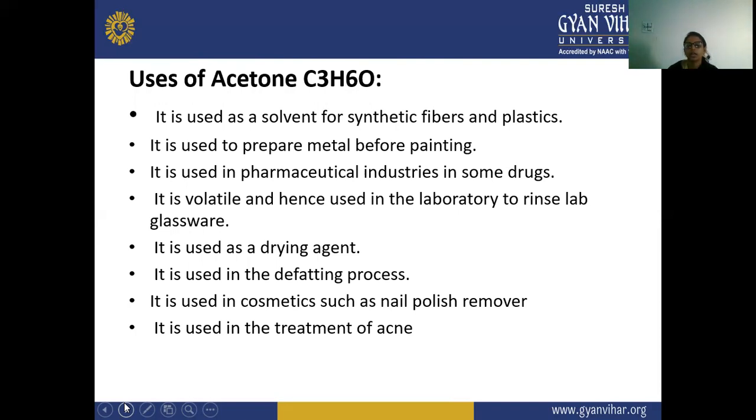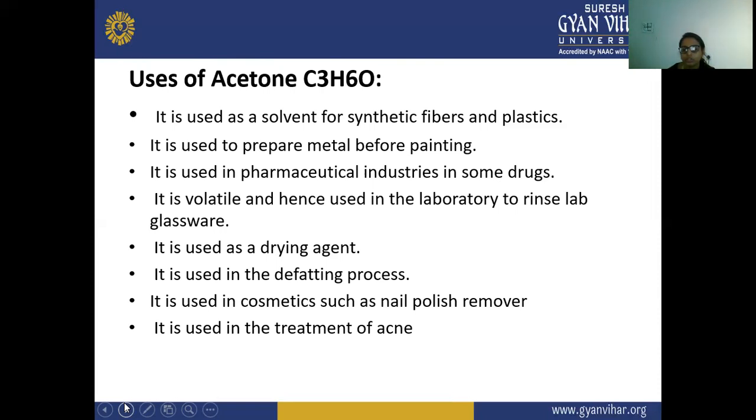Because of its volatility, it is used to rinse glassware, and it is also used as a drying agent and in defatting processes. It is used in cosmetics such as nail polish remover, and it is also used in the treatment of acne.